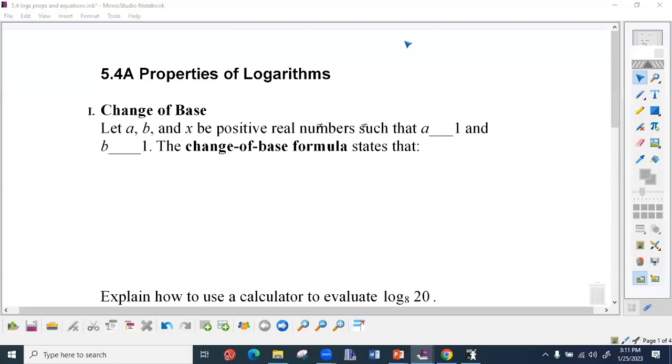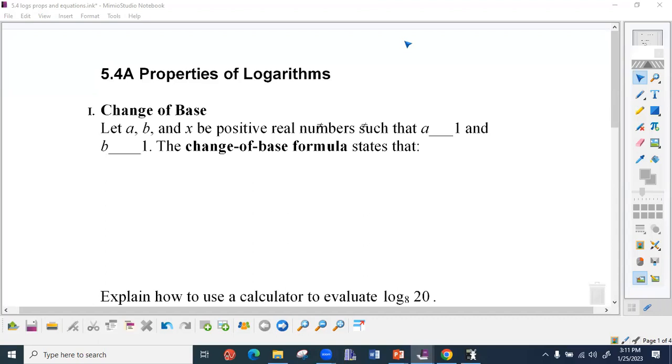Section 5.4 is about properties of logs. We have to learn the properties of logs in order to use them to solve equations, right? So 5.4 is about properties of logs and equations, but we're going to break it into two parts: what the properties are, how we can use them, and then use them, okay?